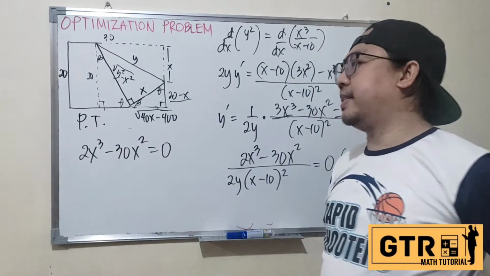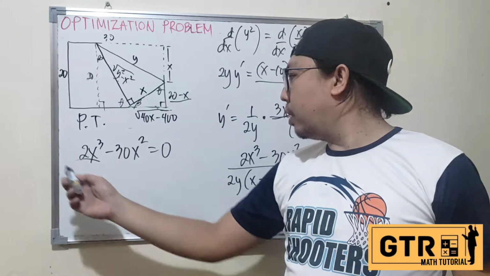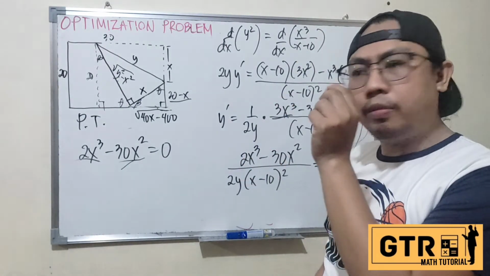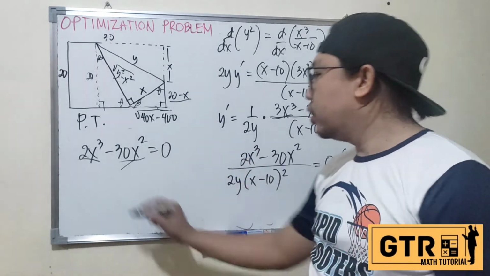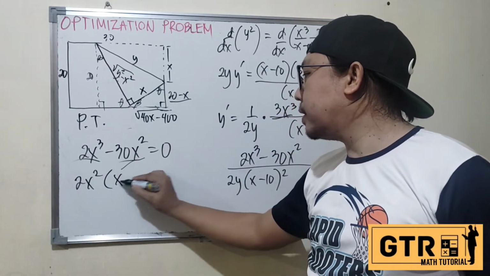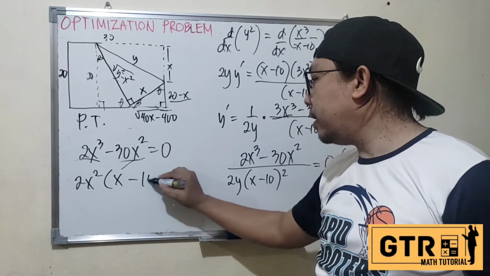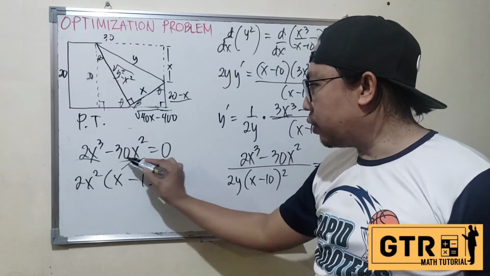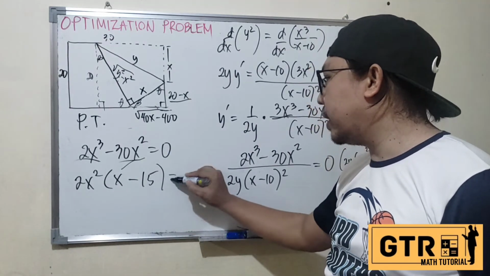Next, solve for x. We can factor out the common factor. They both have x squared and they both are divisible by 2. So factor out 2x squared, so we have x minus 15. So 2x squared times x minus 15 equals 0.